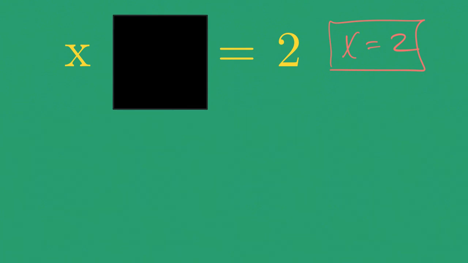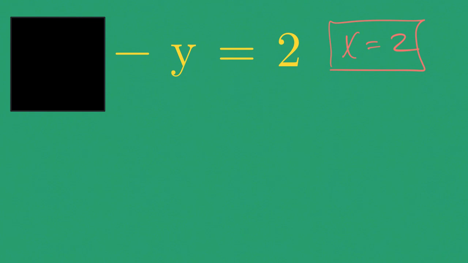Cover up your y. All that's left is x equals 2. That is your x-intercept. Now we're going to take that box and cover up the x. Minus y, negative y. Now, here's what you've got left with this one, a little bit extra: negative y equals 2.